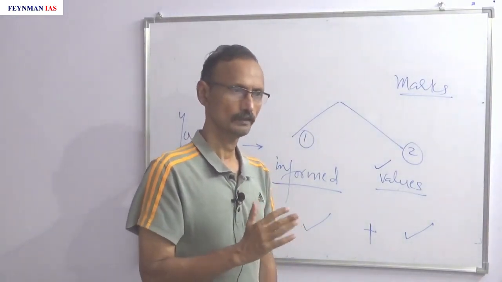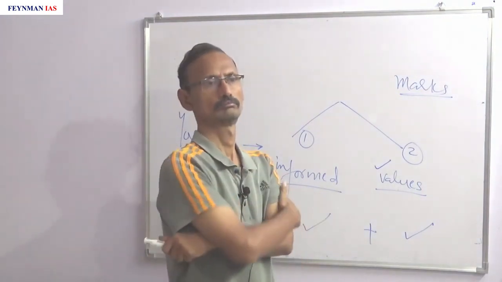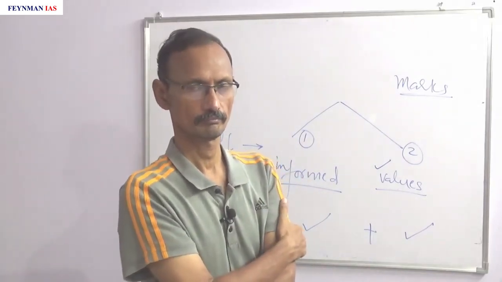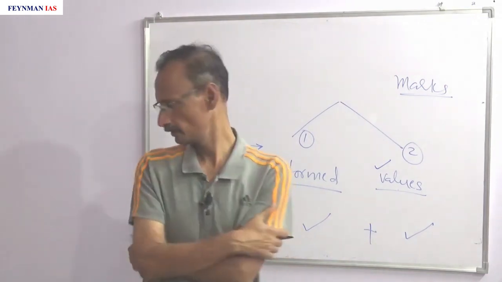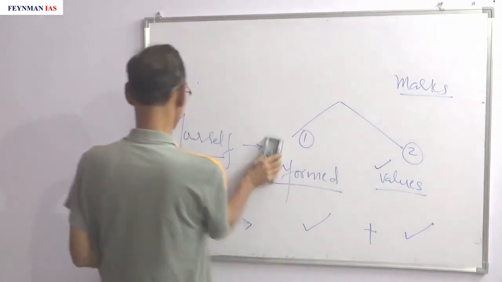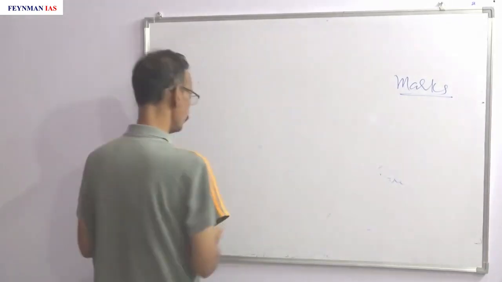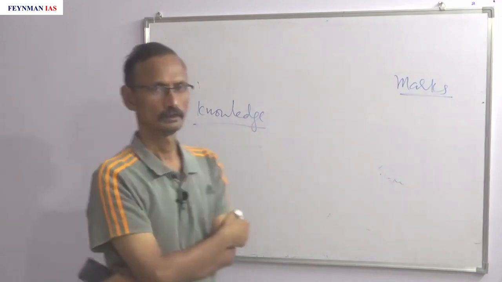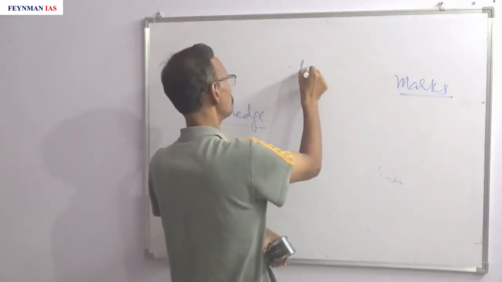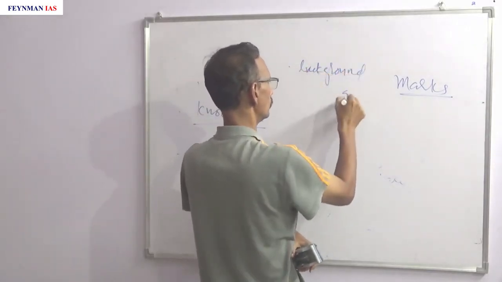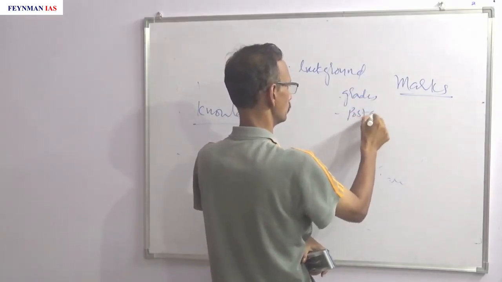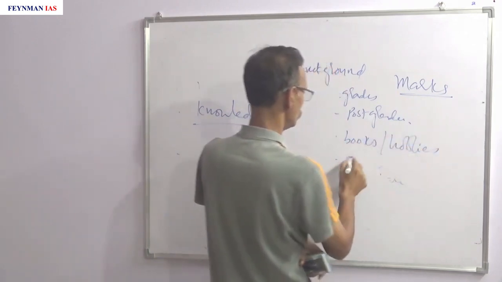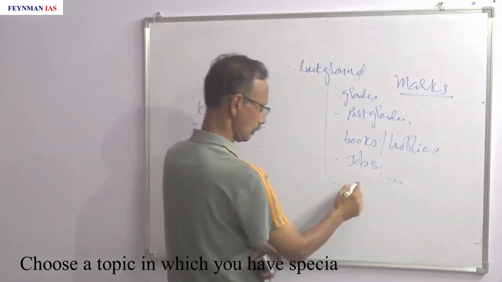There are 8 questions, out of which you have to choose 2, 1 out of every 4. Which will you choose? I would say you choose a topic in which you have first knowledge. How does this knowledge come about? Your background, graduation or post-graduation, books that you study, or hobbies, job, or optional subjects.